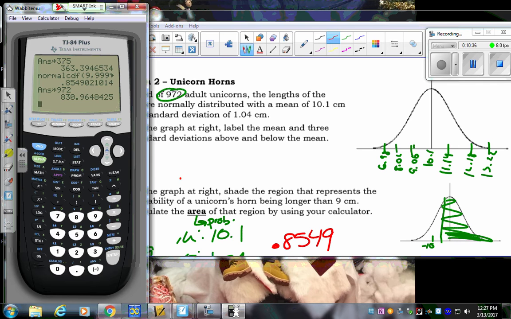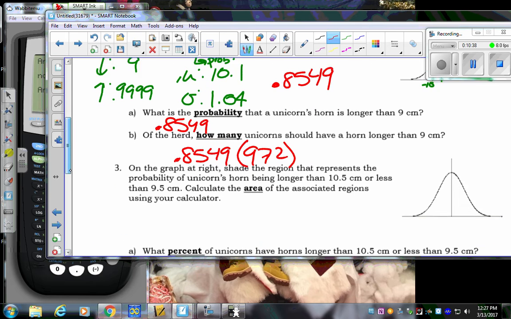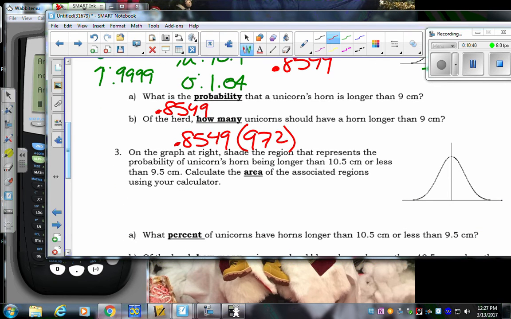Now, in this one, if you told me 831, it's fine. I've just always been taught in a problem like this to round down, because technically you don't have that extra 0.04 of a unicorn. Just saying.